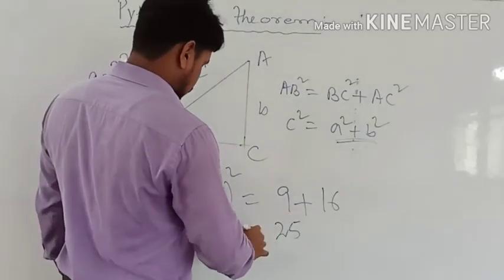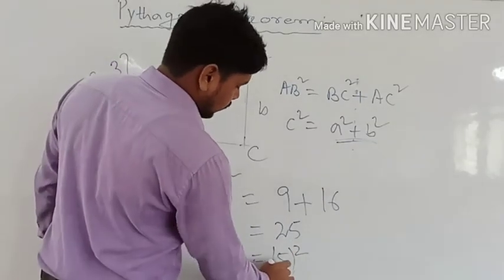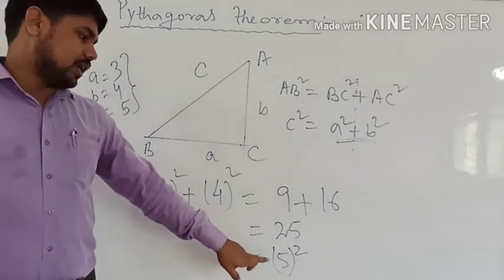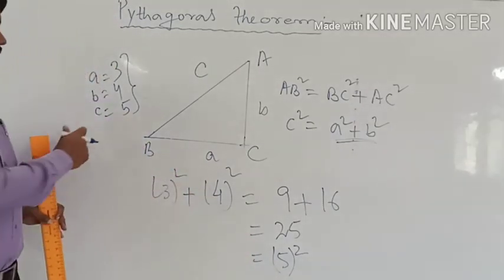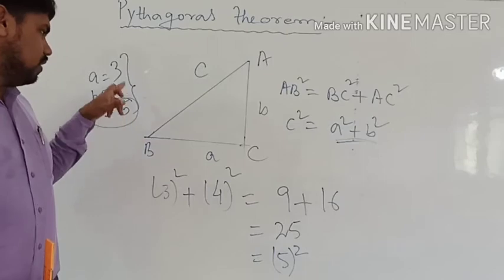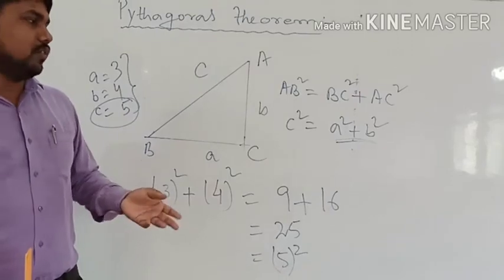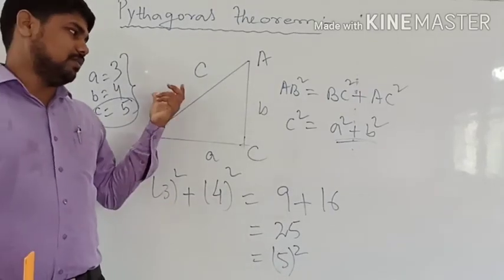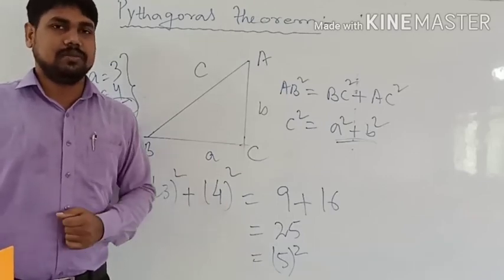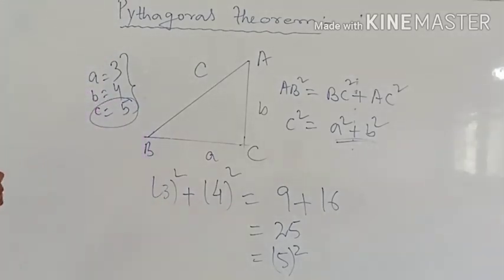So 25 means this is 5 square, right? 5 square. So here you can see that a square plus b square is equal to c square. c is 5, the value of c is 5, so we can say yes, these all three values form a right triangle. So this type of question is there in your exercise, where the side measurements are given and it is asking whether, with the help of these three measurements, it is possible to draw a right triangle or not, right?